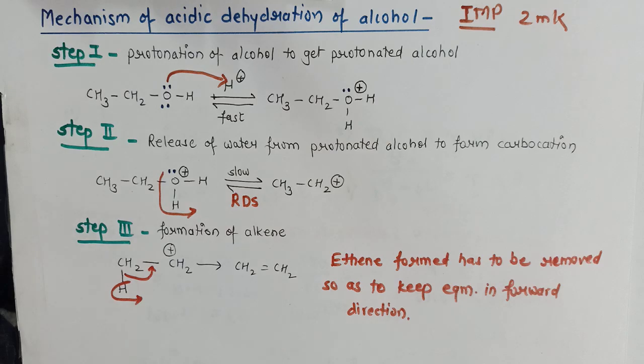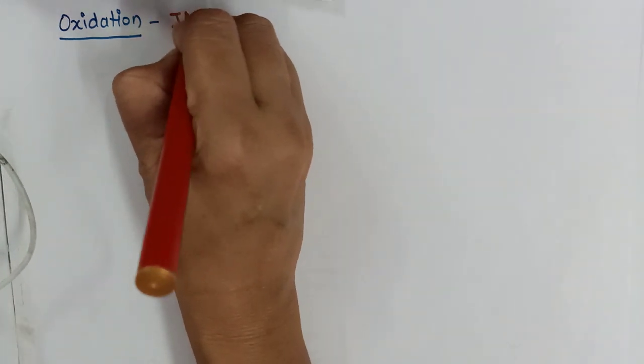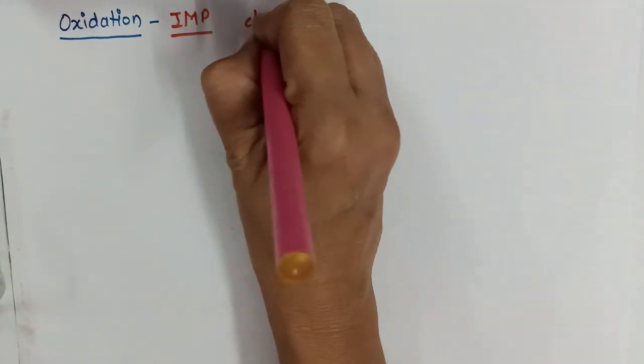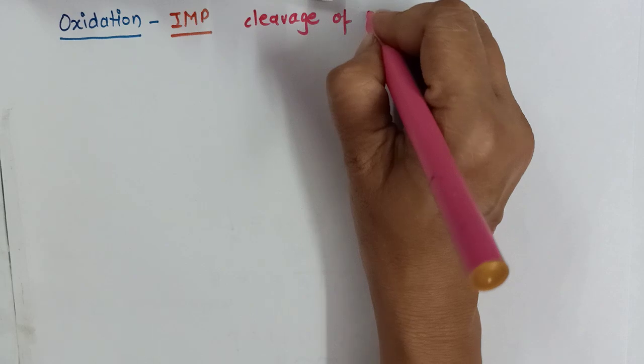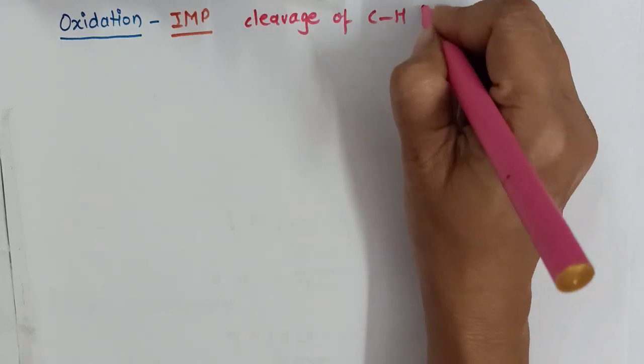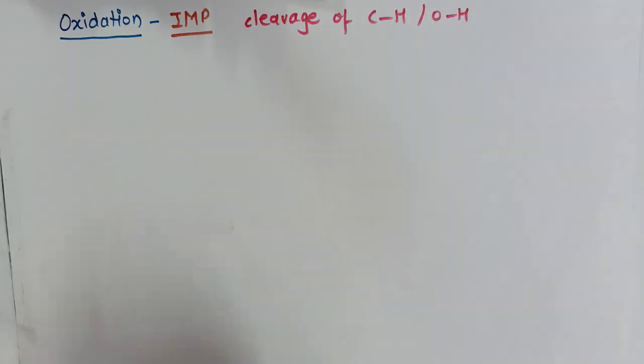Let us move on to oxidation. This is, I will say, a very important concept, conceptually, because in complete the equation type questions, in conversions, the oxidation and the choice of oxidizing agent matters a lot. The oxidation of alcohols will involve the cleavage of both the carbon hydrogen as well as the oxygen hydrogen bond.